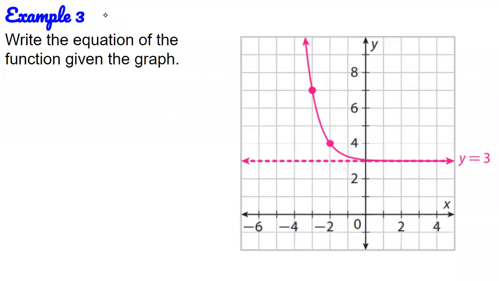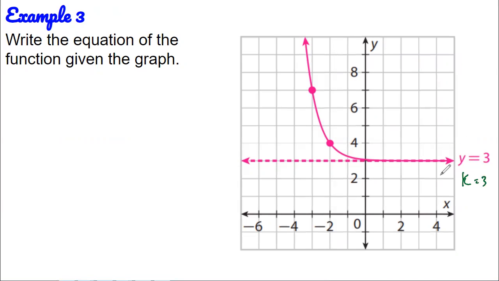Now, number 3, our beautiful graph. Mario, go ahead and pass it on. Who can help me identify our first variable? Jessica. So what is my beautiful asymptote here? 3. So therefore, K equals 3. Awesome. We got that. Now, our next items that we need to find are A, H, and B. So we're going to go ahead and find those 3 items.